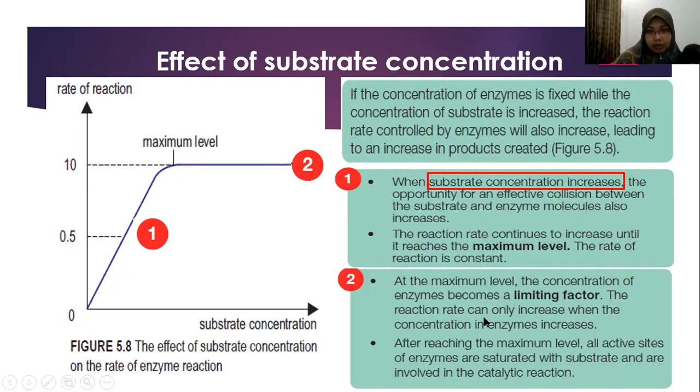The reaction rate can only increase when the concentration of enzyme increases, so enzyme becomes the limiting factor here. After reaching the maximum level, all active sites of the enzyme are saturated with substrate and are involved in the catalytic reaction. So at the maximum level here, there is no more free enzyme; all enzymes are full of substrate. If we want to increase the rate of reaction, we need to add more enzyme.